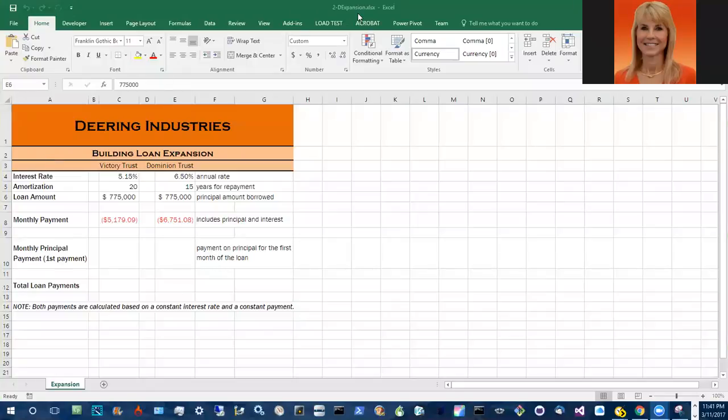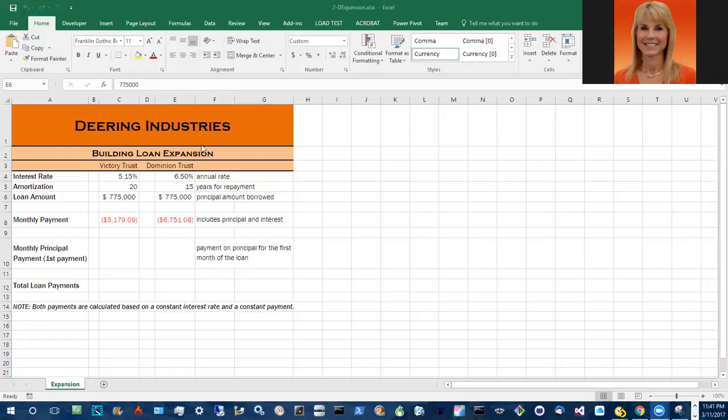So I've already opened up D expansion and I've renamed it to 2-D expansion. And we are going to be using the PPMT payment function to determine the principal portion of the payment. If any of you have ever taken out a loan, you know when you first start paying it back, most of what you're paying is interest. So knowing how much principal is being paid off can be kind of useful.